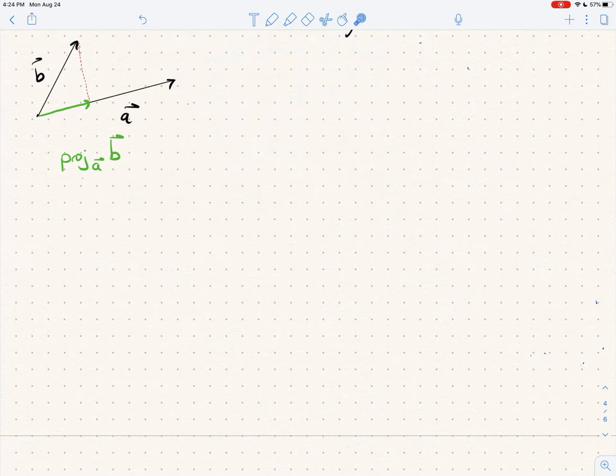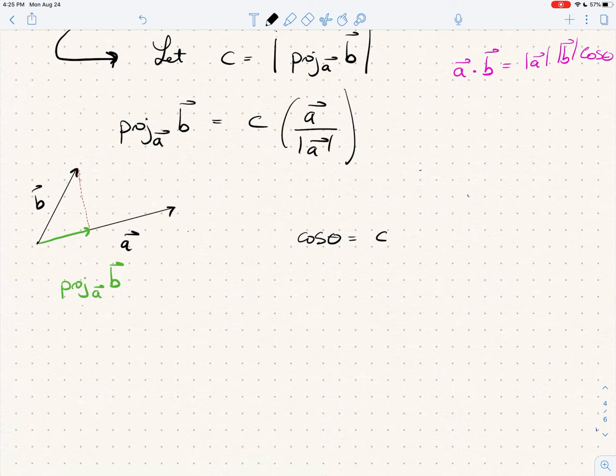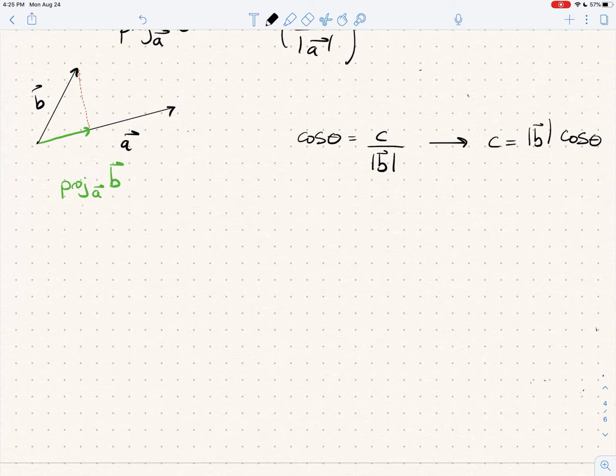So if you just look at this triangle and realize that this is actually a right triangle, then you know that, for example, the cosine of theta is the length of this side over the length of that side. The length of this side is the length of the vector projection of B onto A, which we labeled C. So cosine theta is C over length of B. And what that means is the length that we're after, C, is exactly length B cosine theta, where theta is the angle between A and B.